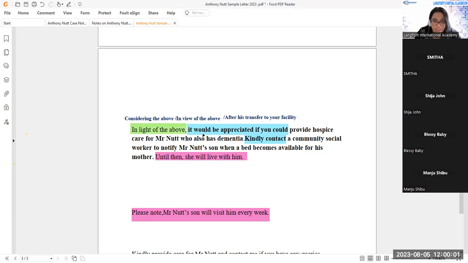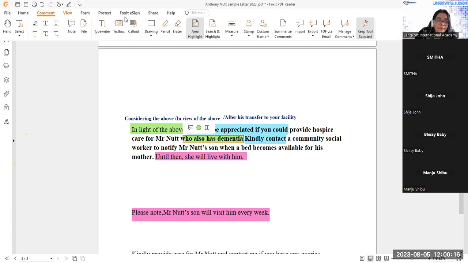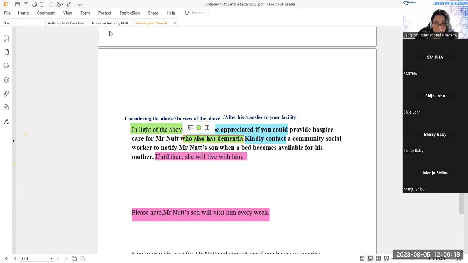So in light of the above, taking everything that we have told so far, it would be appreciated. We have already discussed future structures. If you could provide hospice care for Mr. Nutt, who also has dementia. See how I've blended the history here. Who also has dementia. Okay, so here the main theme is future events.